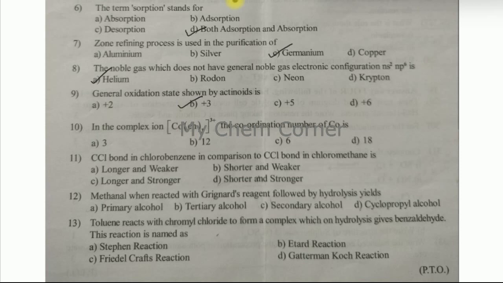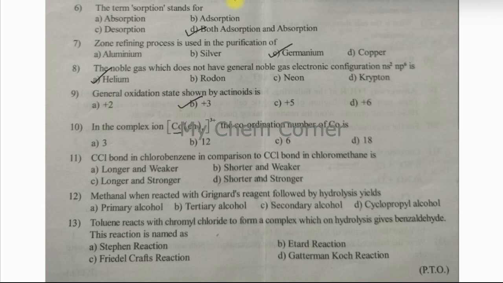Next one: in the complex ion [Co(en)3]3+, the oxidation state of cobalt is? For this you need to look at the complex given to you with a charge of +3, and you need to know what the ligand mentioned here is. You have to calculate the coordination number of this central metal atom. You just need to know the coordination number over here.